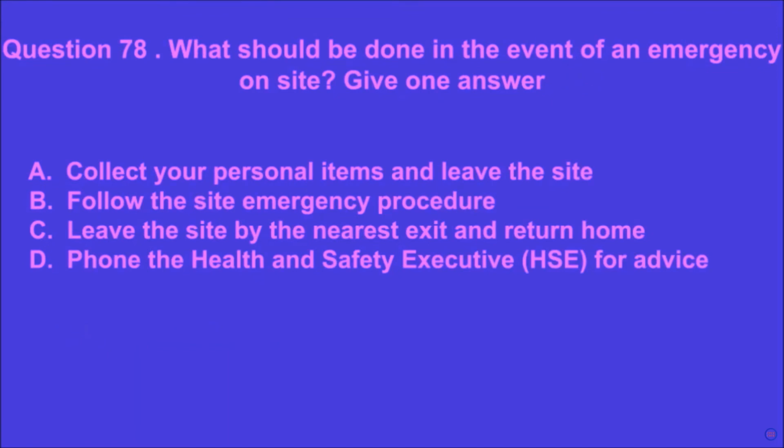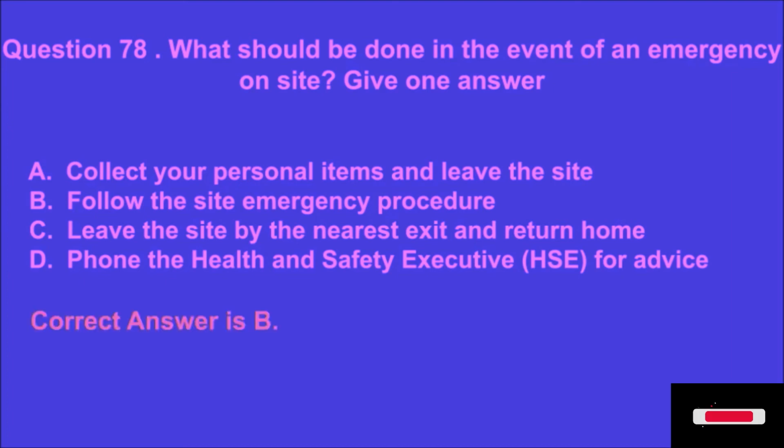What should be done in the event of an emergency on site? Give one answer. A. Collect your personal items and leave the site. B. Follow the site emergency procedure. C. Leave the site by the nearest exit and return home. D. Phone the Health and Safety Executive, HSE, for advice. Correct answer is B.